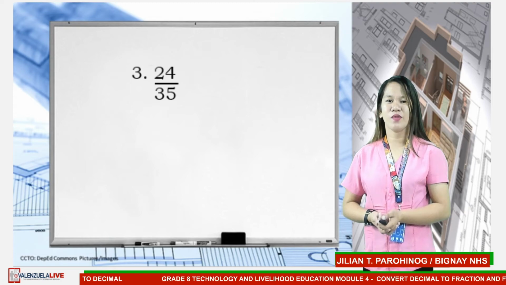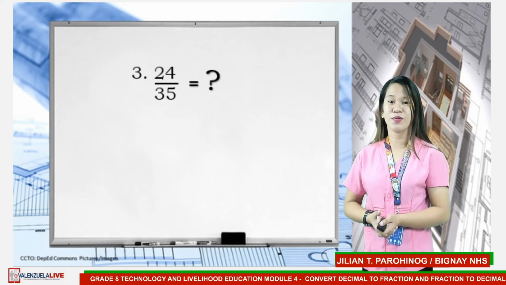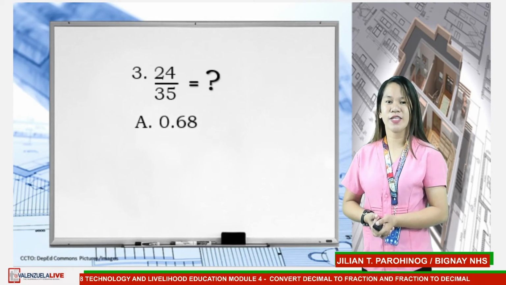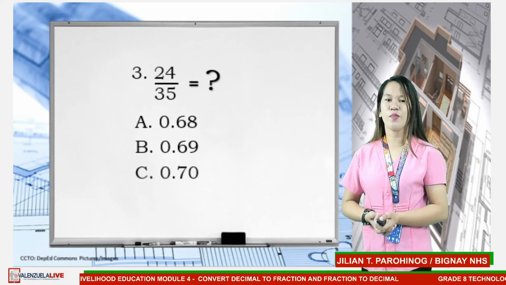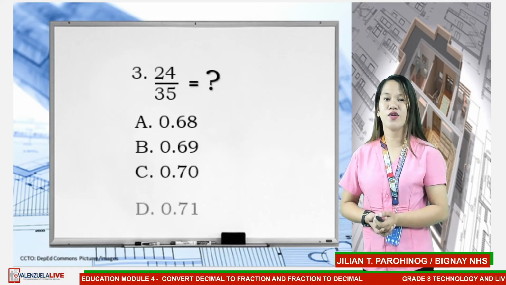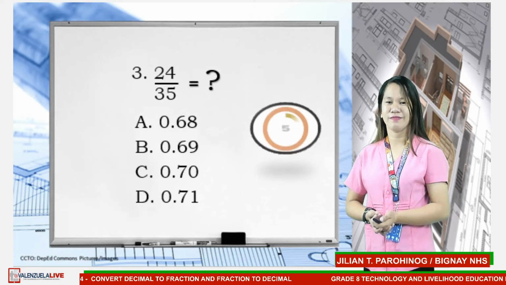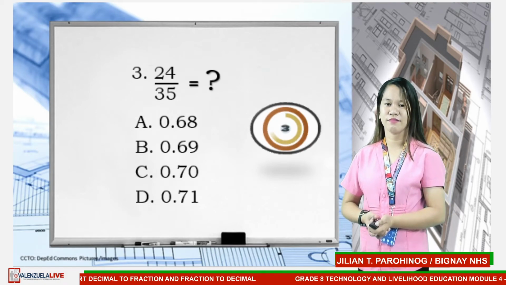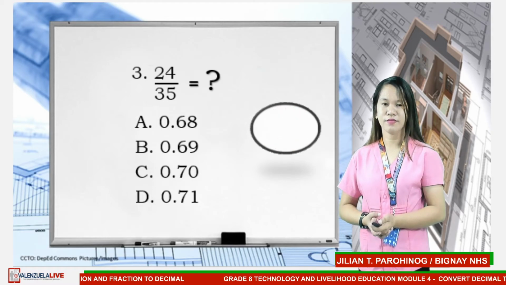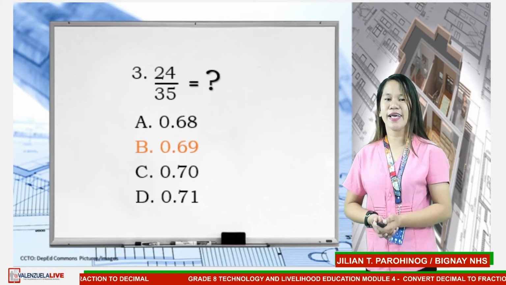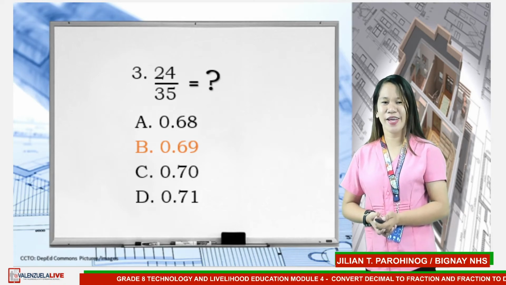How about number 3? 24/35 is equals to, is it A, 0.68, B, 0.69, C, 0.70, or D, 0.71? Your timer starts now. Time's up. The correct answer is letter B, 0.69. Great!